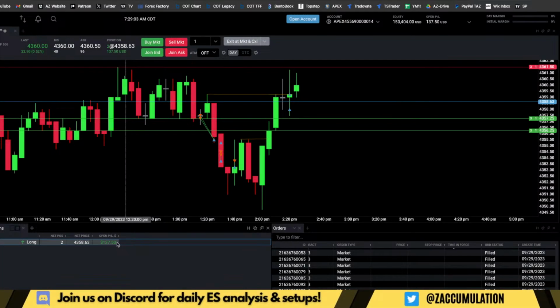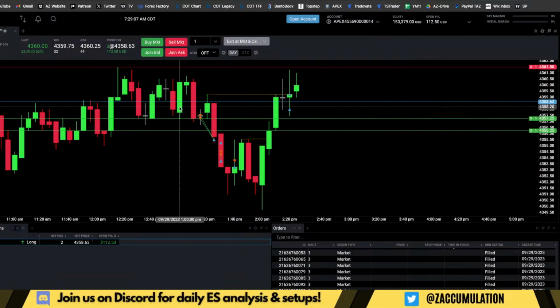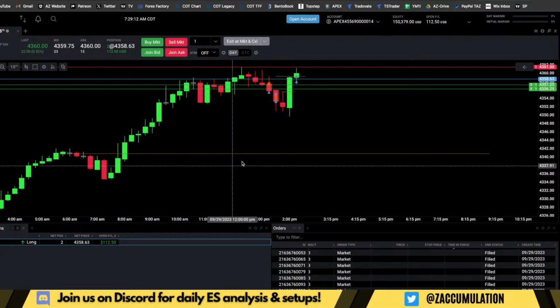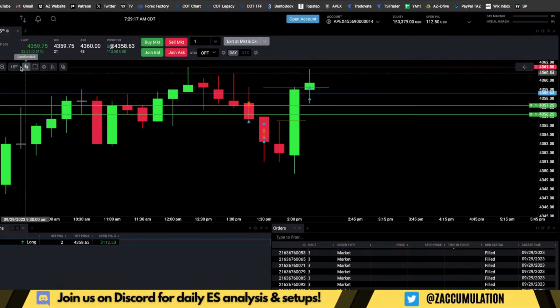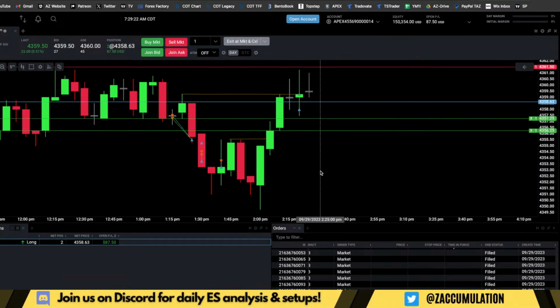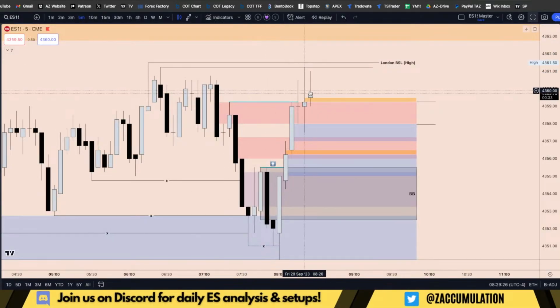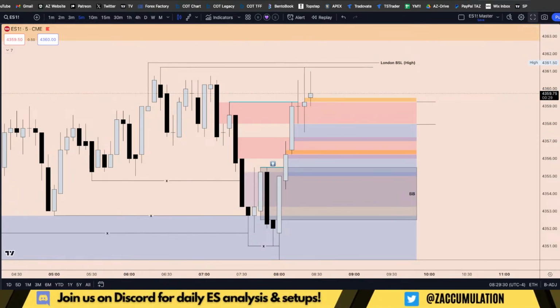I see, so if I right click here, I can exit all at market. And if I want to go to a different time period, 15-minute chart, go back to the 5. 8:25, so that next candle is going to be the 8:30 candle. That's going to be interesting too. Well, we will find out.